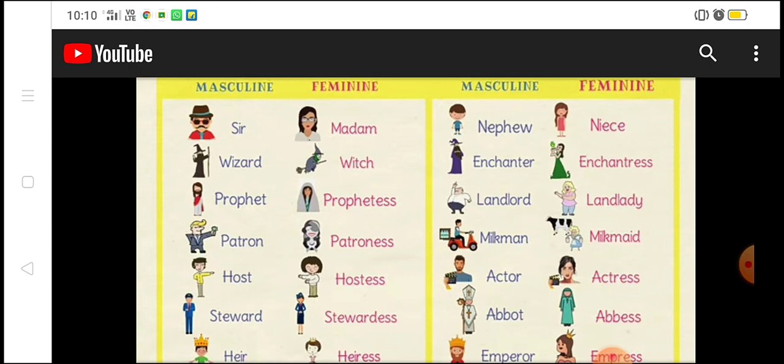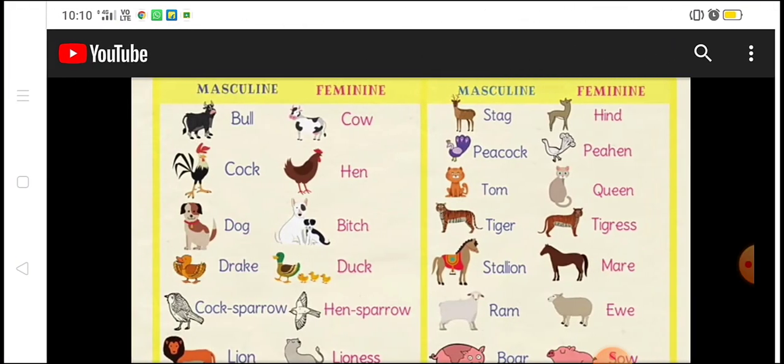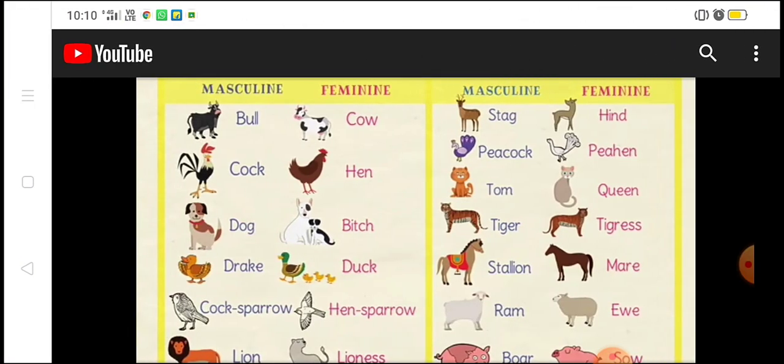So students, to recognize the meaning of it, you have the pictures nearby, so please have a look at that. Bull, cow; cock, hen. This can be mentioned as rooster too. Rooster, hen; dog, bitch; duck; sparrow; lion, lioness; stag, hind; peacock, peahen; tom, queen; tiger, tigress; stallion, mare; ram, ewe; bear, sow; boar, sow. So students, copy this by putting a tabular column.